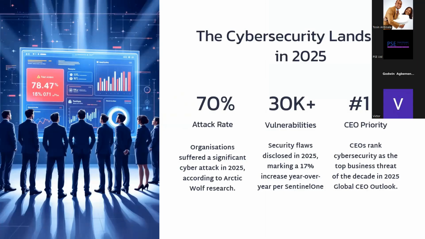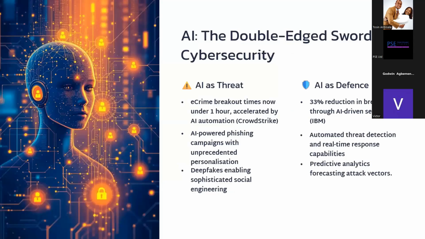So we have the 70% attack rate within the cyberspace. We have over 30,000 plus vulnerabilities being identified, and CEOs make it their number one priority now. So in 2025, organizations suffered a significant cyber attack at the rate of 70% and recorded over 30,000 plus vulnerabilities on the cyberspace, and the CEOs made it their number one priority in the year 2025. So it is a big deal, and we need to make sure we understand what it is.